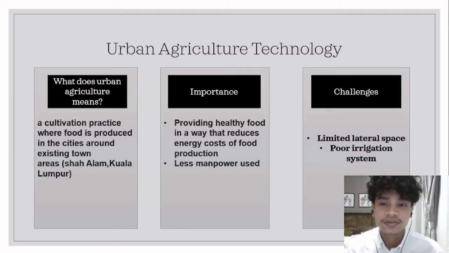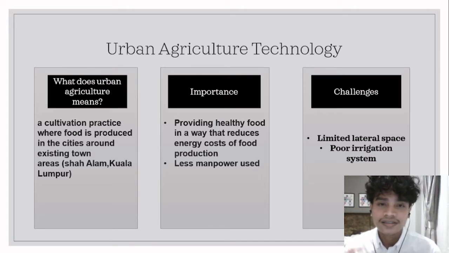Okay, let's go to the background of the main theme. The main theme for the subject is Urban Agriculture Technology. Before we go through the main theme, what does urban agriculture mean? It is defined as a cultivation practice where food is produced in the cities around existing towns such as Shah Alam and Kuala Lumpur. It is estimated that almost 30% of the global population will live in urban areas by 2025, because of the limitation of work provided by rural areas.